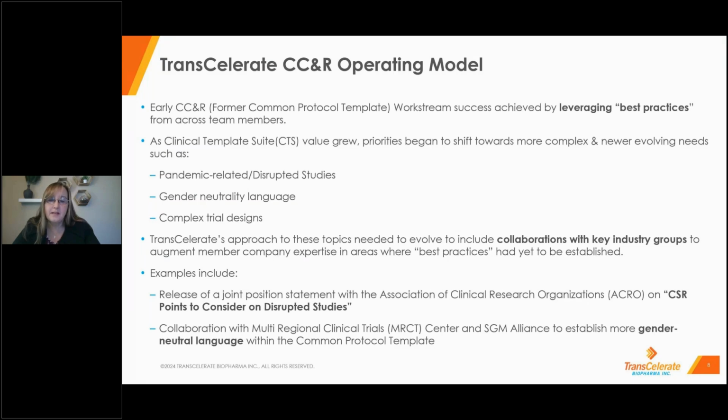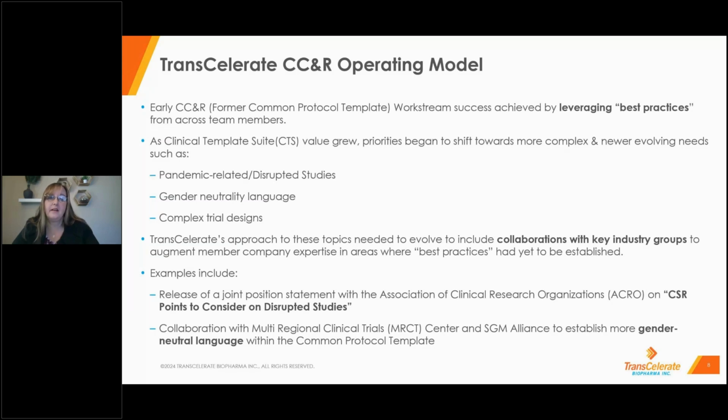Some examples where we have had some really great success collaborating externally was with the points to consider for disrupted studies, where we partnered with ACRO, who also had some input from regulators on that. And then our collaboration with MRCT and with the SGM Alliance to get to that gender-neutral language.